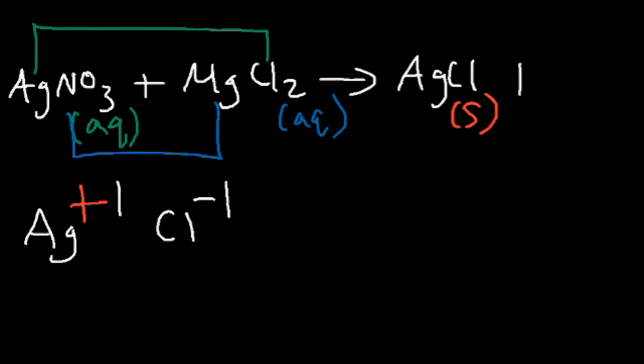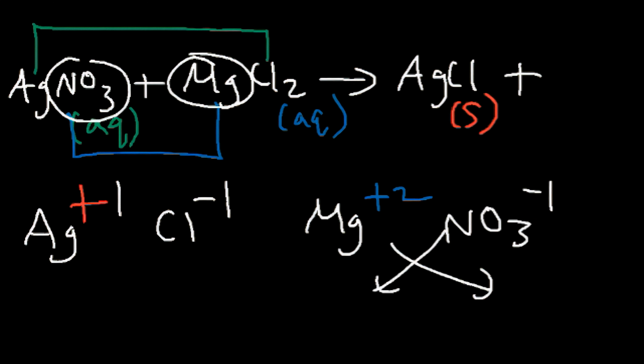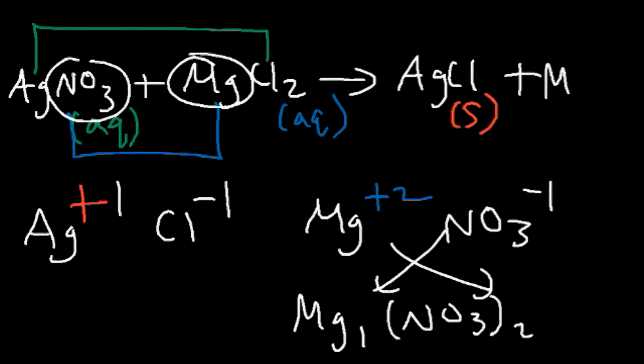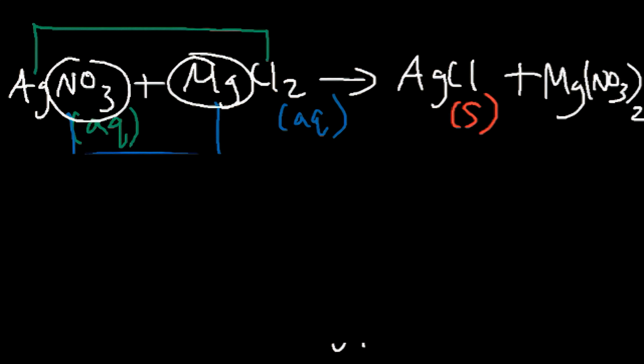And now we need to find the other product. So let's pair up magnesium with nitrate. Magnesium is an alkaline earth metal with a +2 charge, and nitrate is a polyatomic ion with a -1 charge. Using the crisscross method, we can see that it's Mg(NO3)2. Whenever you have multiple polyatomic ions, make sure you enclose the polyatomic ion within the parentheses. Now, we said nitrates are always soluble, so magnesium nitrate is going to be aqueous.